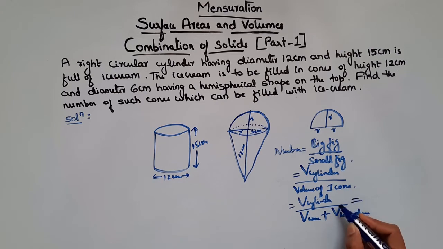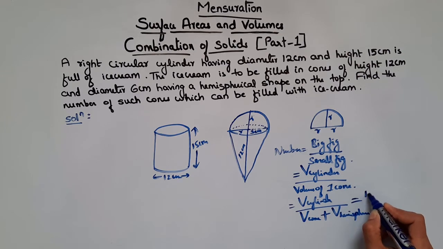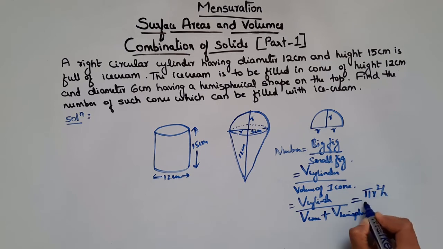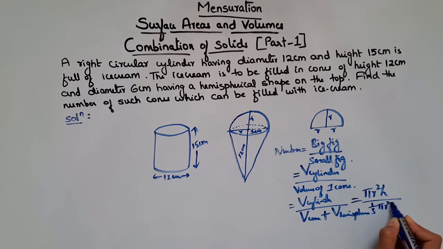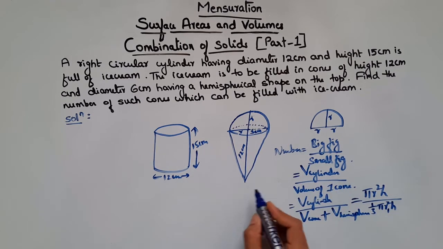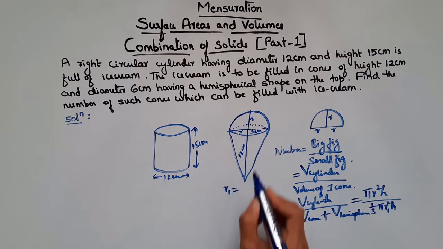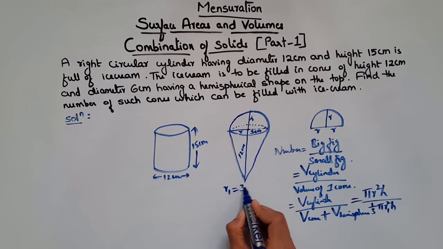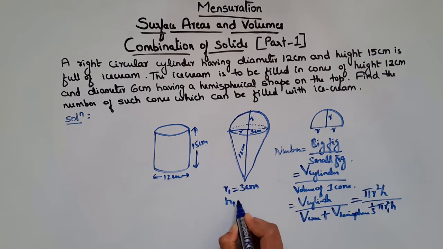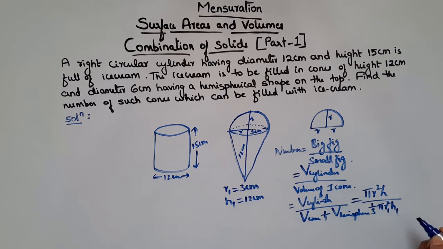So now what is the volume of the cylinder? We know the volume of the cylinder is given by pi r square h. So pi r square h by what is the volume of the cone? So volume of the cone is nothing but 1 by 3 pi r square h. Here r is, let's take r1. So you can write r1 is equal to the radius of this cone, so 3 cm, and h is h1. So h1 is the height of this cone, so 12 cm. So this is h1.